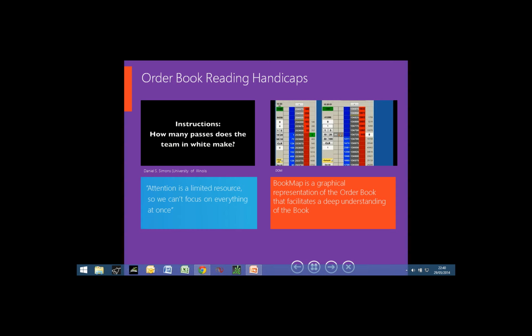On the right, you can see the order book flowing. In order to explain how difficult it is to understand what's going on in the DOM, first of all, let's test how good of traders you are. I'm going to show you a video where some girls and boys are playing basketball. Please look at the video and answer how many passes the team in white makes. My advice to get the right answer is that you concentrate only on the white team and forget about the black one. Let's go. How many passes does the team in white make?